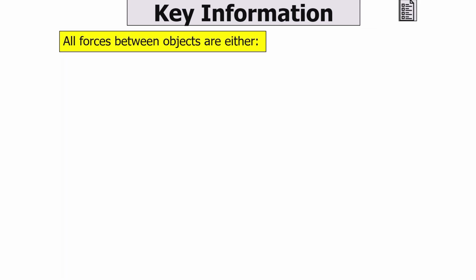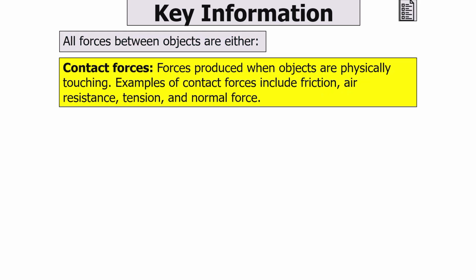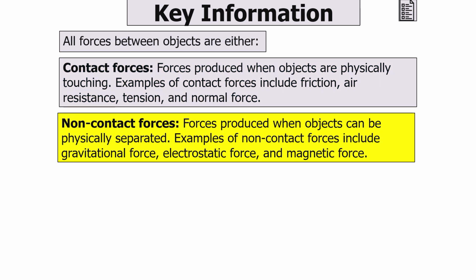Now we can say that all forces between objects are either contact forces, which are forces produced when objects are physically touching. So examples of contact forces include friction, air resistance, tension and the normal force, and non-contact forces, forces produced when objects can be physically separated. Examples of non-contact forces include the gravitational force, the electrostatic force, and the magnetic force.